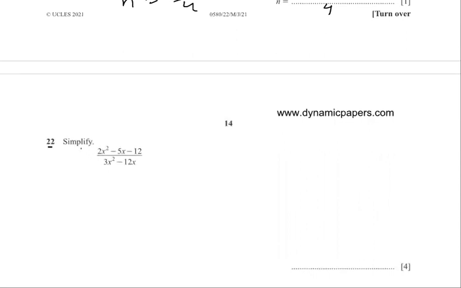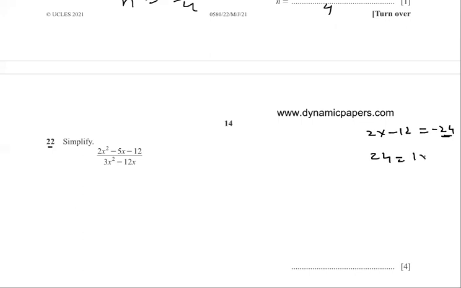Next, number 22 is simplify. Whenever any fraction is given for simplification, to simplify any given fraction, you must factorize the denominator and the numerator. In the denominator, there is a quadratic. How can we factorize the quadratic? To factorize the quadratic, the coefficient of x squared and the constant multiply to give minus 24. Now make the factors of 24.